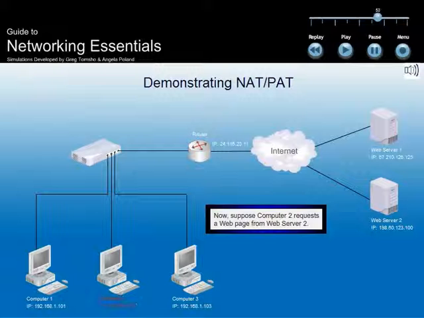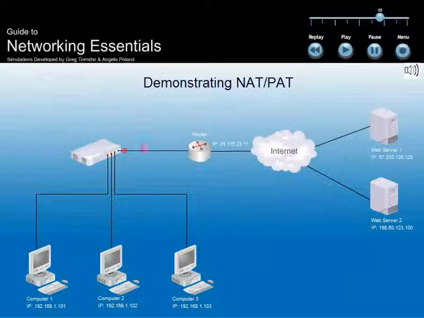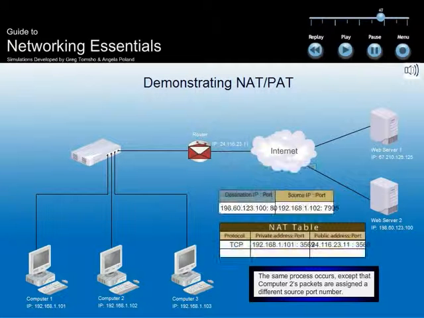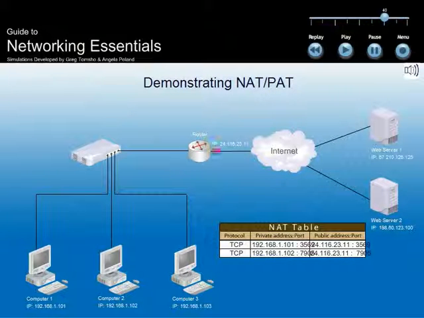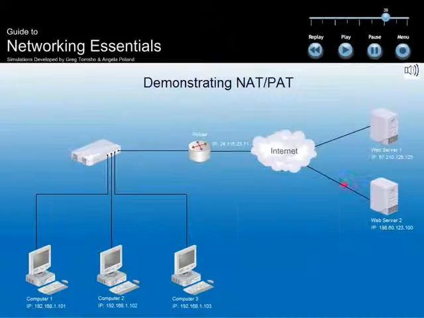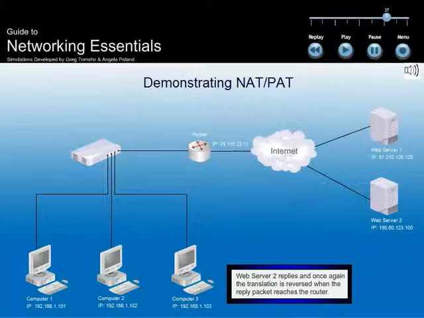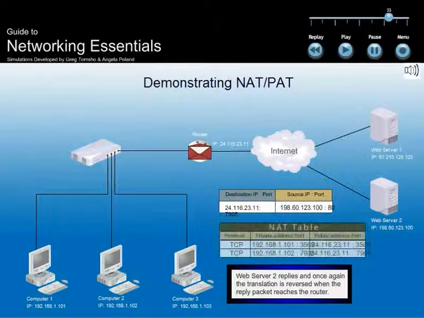Now, suppose Computer 2 requests a web page from Web Server 2. The same process occurs, except that Computer 2's packets are assigned a different source port number. Web Server 2 replies, and once again, the translation is reversed when the reply packet reaches the router.